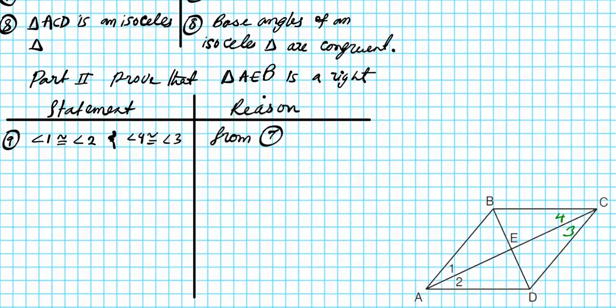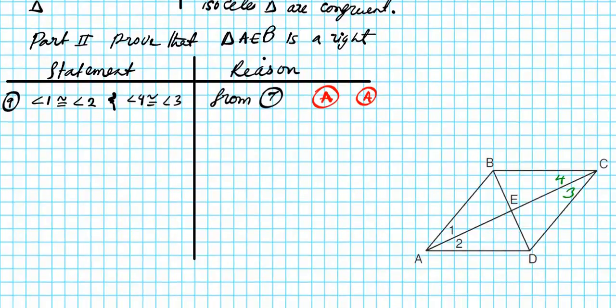Okay, so in my proof using ASA, I already have A. Oh, actually, I have A and I also have another A. So I need an S. Where is the S that can help me show that these two triangles are congruent to each other? Do you see it? I need the S. The S has to be between the two angles, right?